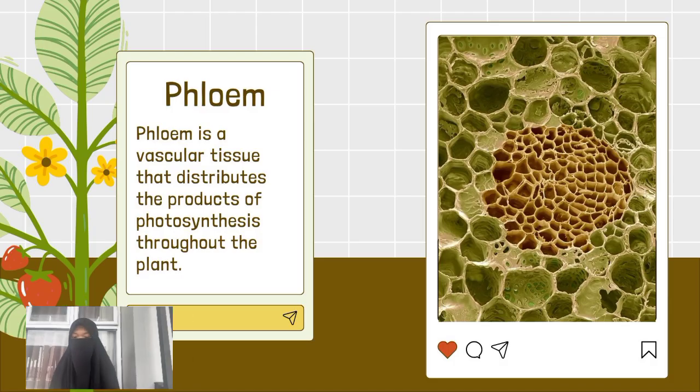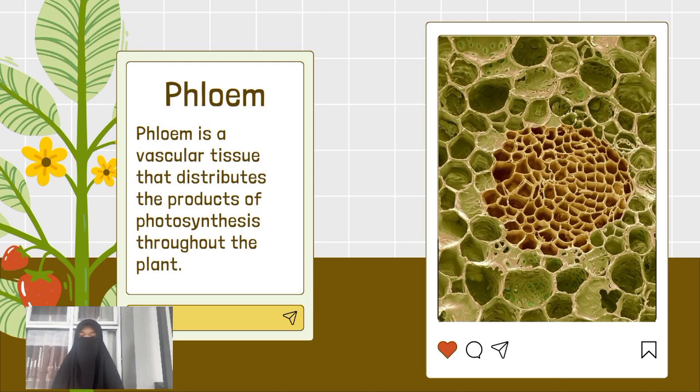Okay, the characteristics of phloem can be summarized as follows. First, it functions as a transport tissue for photosynthesis products. Phloem distributes nutrients from the leaves to all parts of the plant, including roots, stems, and other organs that require energy for growth and development.